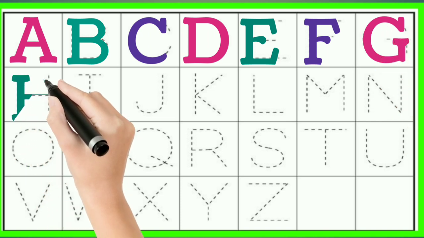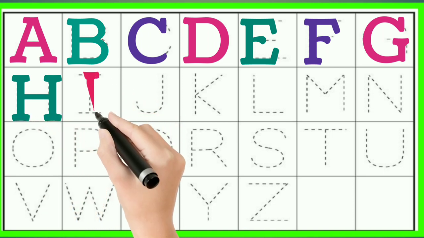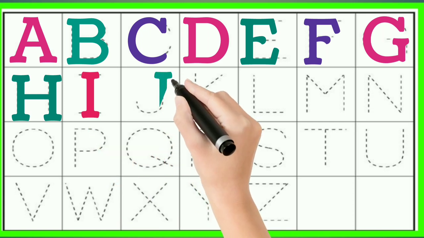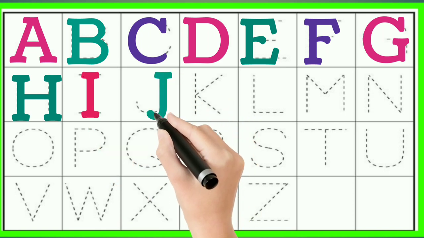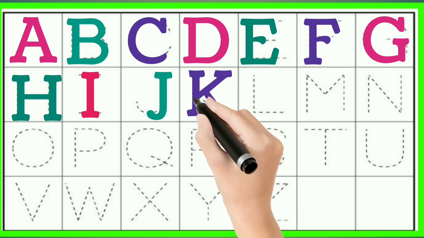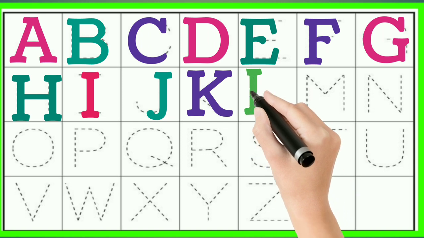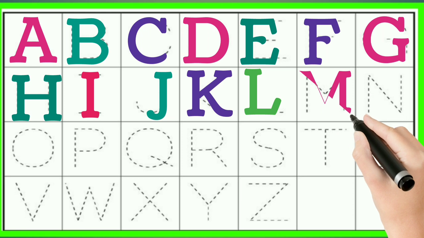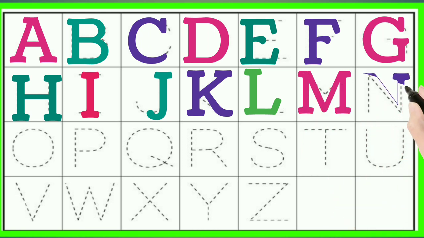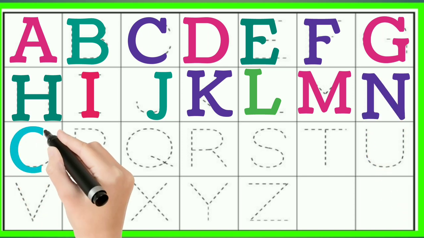H for horse. I. I for ice cream. J. J for jug. K. K for kite. L. L for lion. M. M for monkey. Next, N. N for nest. O. O for orange.